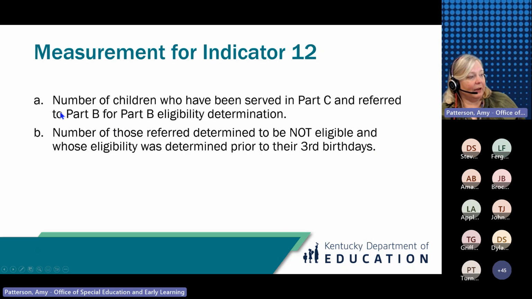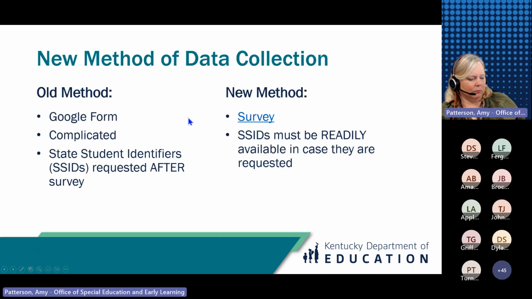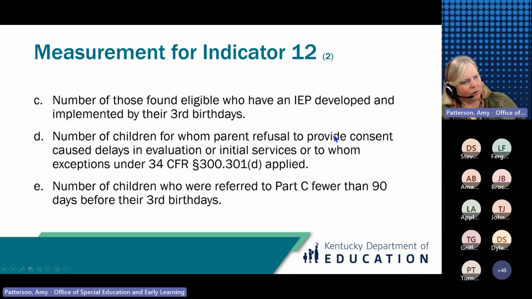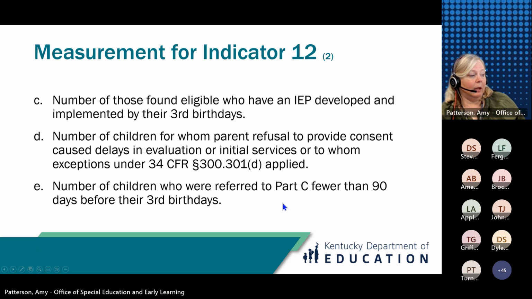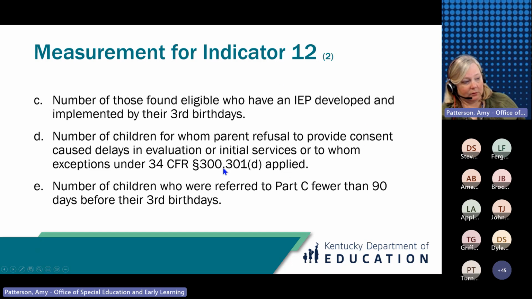So what we're looking at here is the number of children who have been served in Part B and referred to Part B for eligibility determination. So that's kind of the whole. Number of those referred found not eligible. Number of those found eligible who have an IEP developed and implemented by their 3rd birthday. Number whose parents refused, and number of children who were referred fewer than 90 days before their 3rd birthdays. Referred to Part C, not referred by Part C.